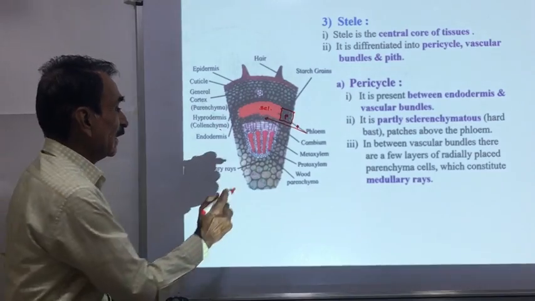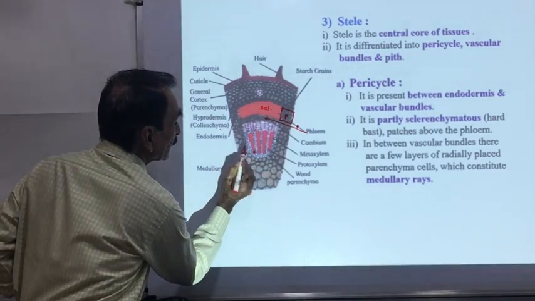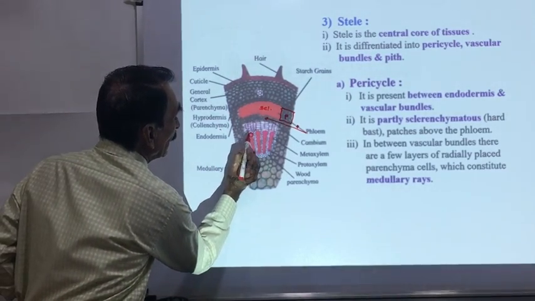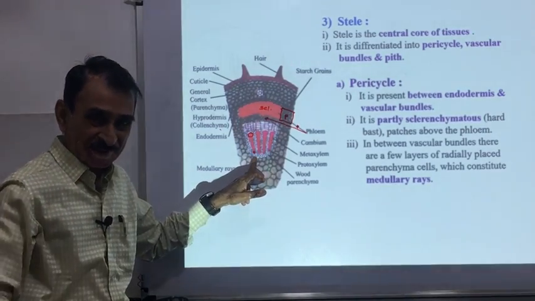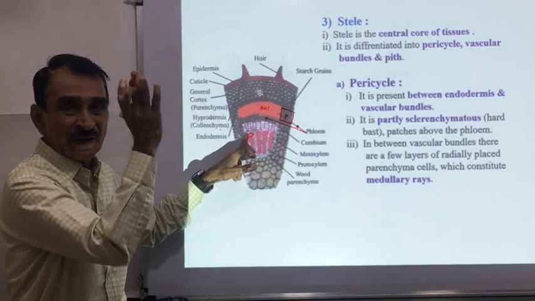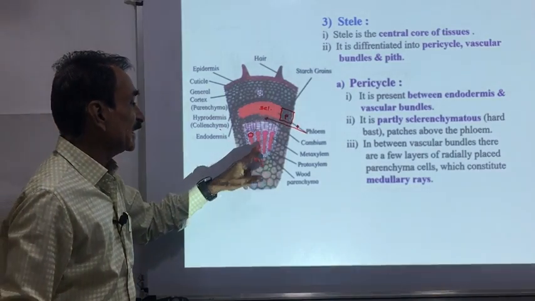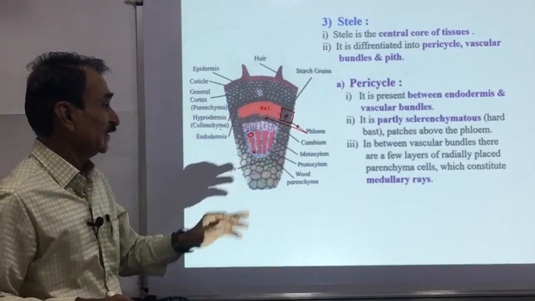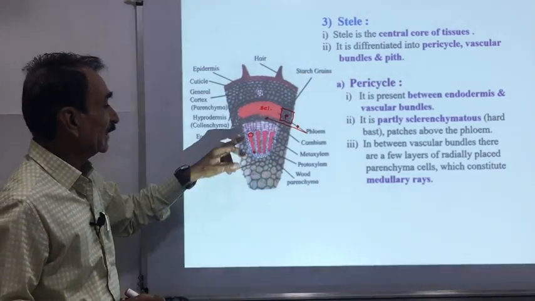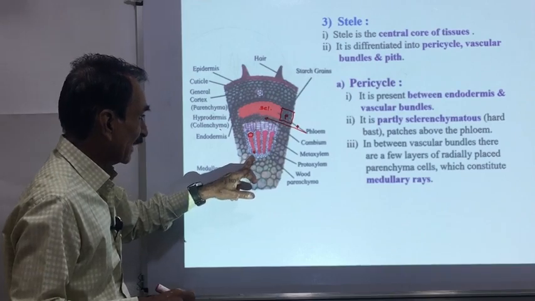In this case, these are the metaxylem elements, these are the protoxylem elements. Protoxylem elements are present toward the center, metaxylem elements are present toward the outer side. This is called as endarch condition. In the root we have seen exarch condition, but in the stems there is an endarch condition.